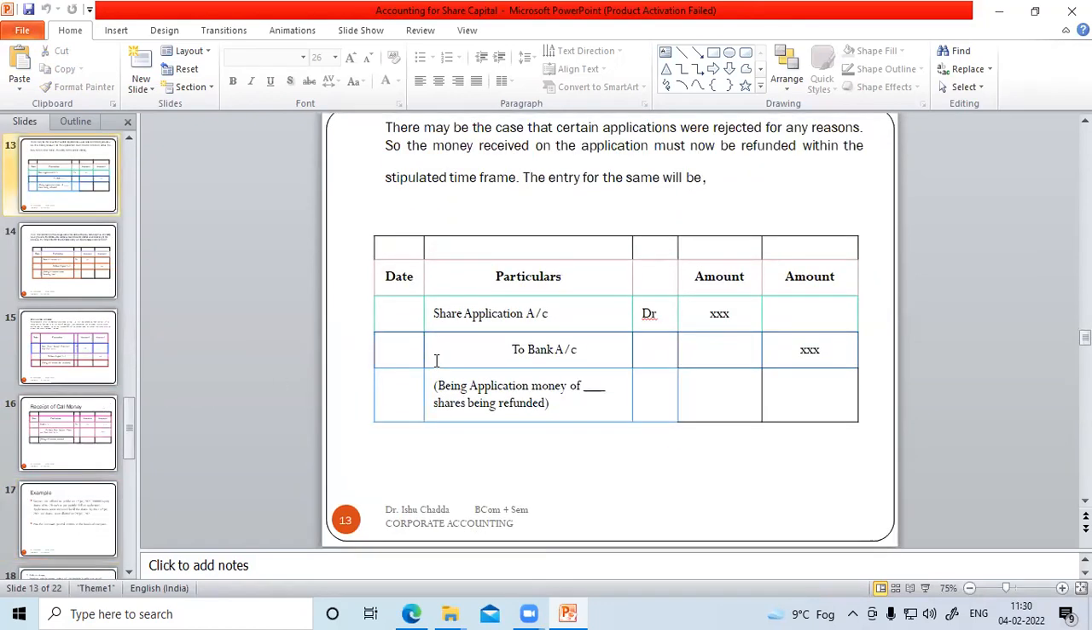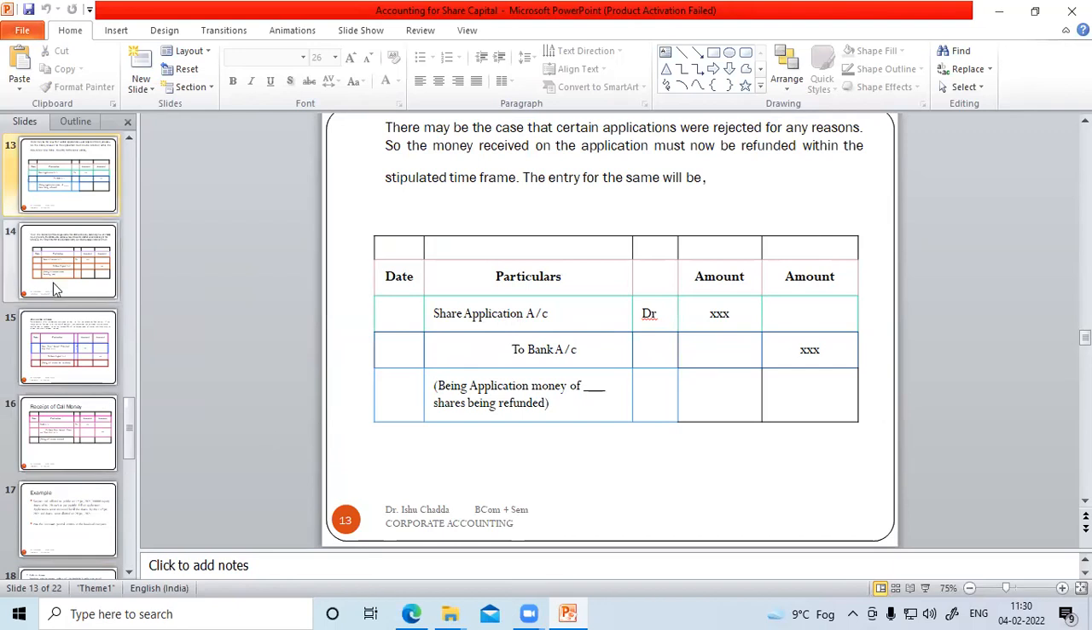There will be cases where certain applications were rejected for some specific reasons. In that case, the application money must be refunded within the stipulated time frame. The entry will be the same: share application account debited to bank account, because you are paying the amount back.